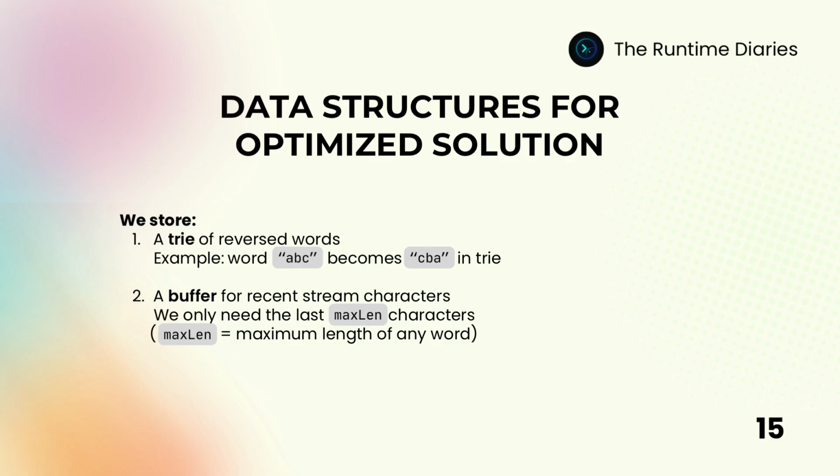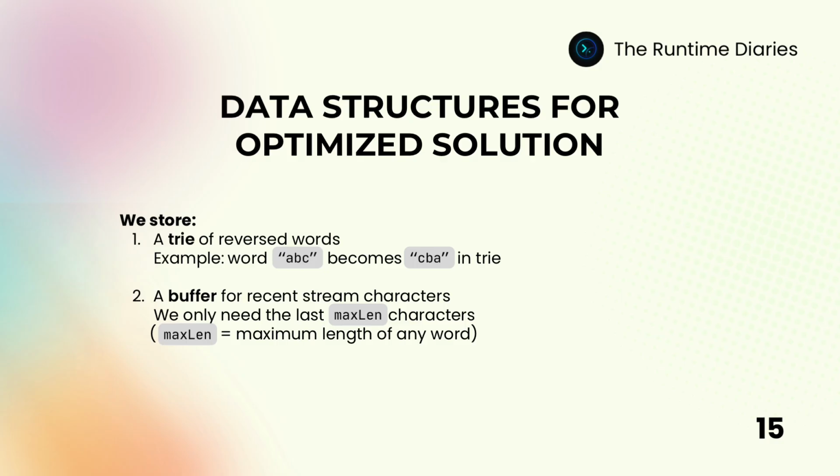Okay, so here's how the optimized solution is structured. We need two things. One, a trie of reversed words. Instead of inserting hello into the trie, we insert OLLEH. Instead of ABC, we insert CBA. Two, a buffer that holds recent stream characters. We don't need to store the entire stream forever.